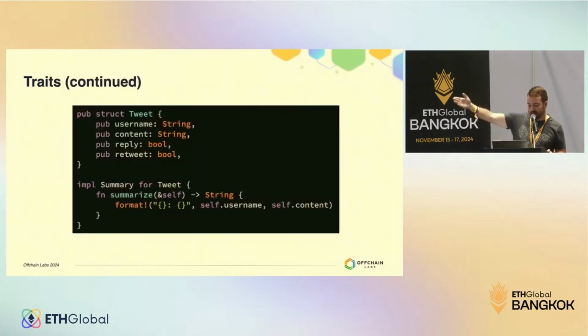All right, and this is an example of that in use, where I've got a Tweet struct with username, content, reply, and retweet. And I'm then implementing the Summary trait for Tweet. That gives that Tweet struct the summary behavior. So with an instance of Tweet, I can now call tweet.summarize and get the username and content back printed to the console. That's essentially what this does right there.